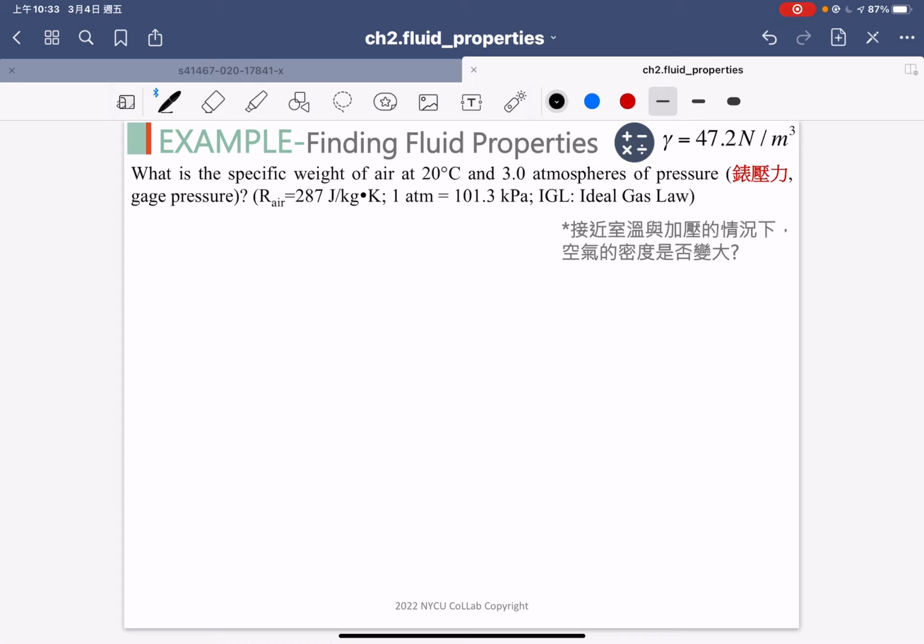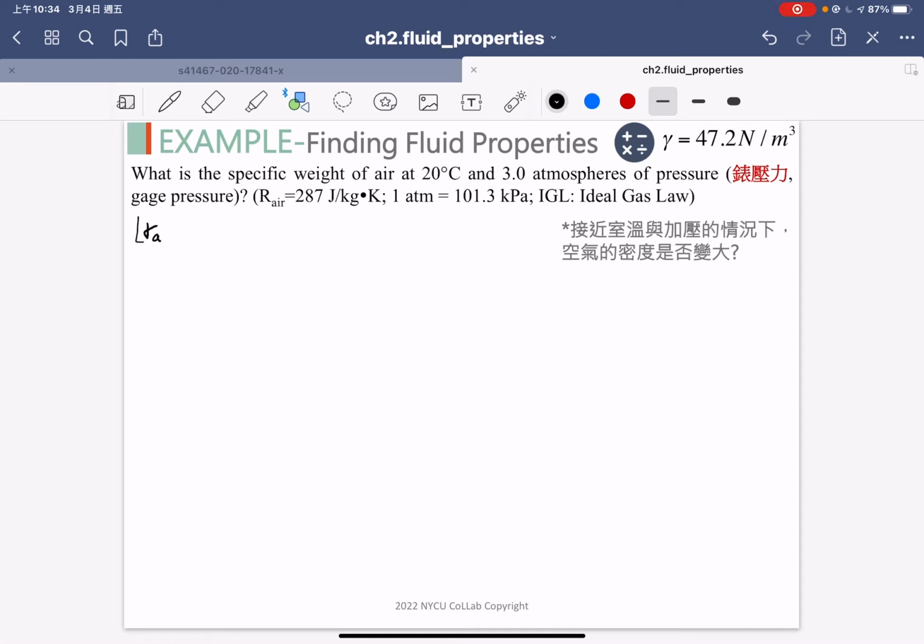The question here is, what is the specific weight of the air? We know that the material is air, under a temperature of 20 degrees and a pressure of 3 atmospheres. So what's the problem here? The problem here is the specific weight gamma for the air, right? So this is our unknown parameter.